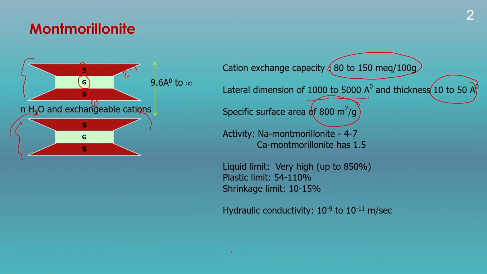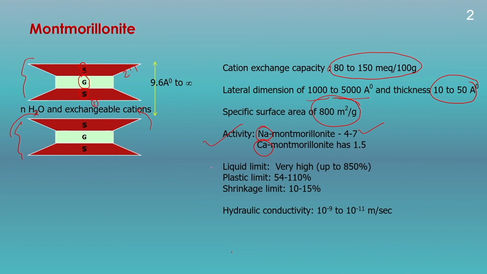Depending on whether most of the exchangeable cations are sodium or calcium, the behavior of the montmorillonite will be different. Say for example, the activity of sodium montmorillonite will be quite high, that is between 4 to 7, in comparison to a calcium montmorillonite, which will have an activity of around 1.5.